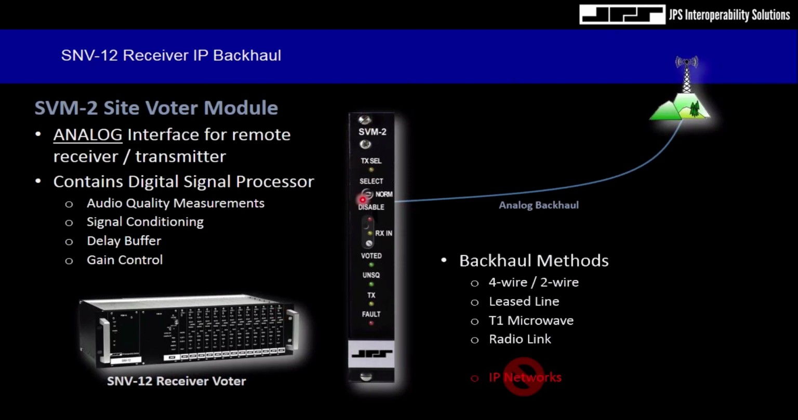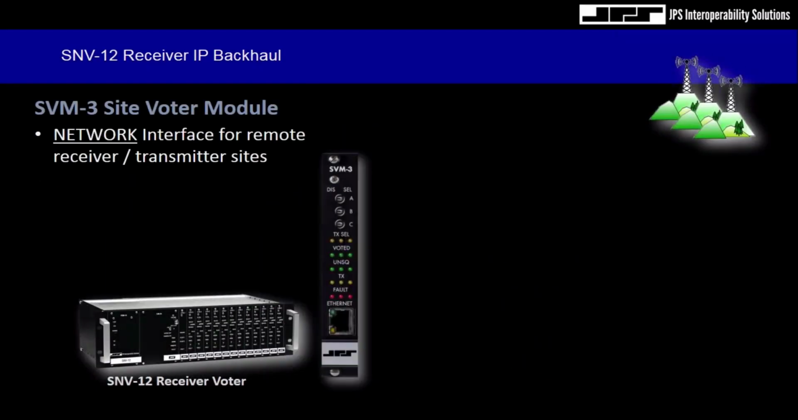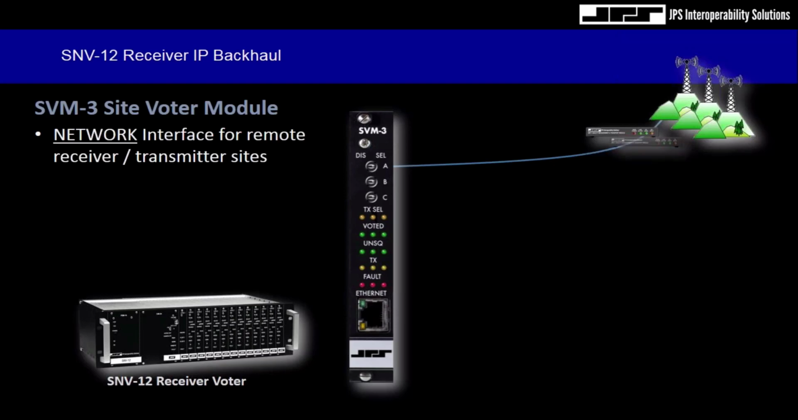In essence, that site voter module contains a digital signal processor that measures the spectral noise. We have the delay buffers so we can slow the audio down to match the late arriving audio, and we have gain controls such that we can create seamless handoff between the different receiver sites. This module has been around for quite a while. Its primary backhaul method is analog 4-wire: lease lines, tie lines, voice grade lines, T1 microwave, but not IP links. So some of our engineering development folks have come up with a solution to vote over IP links.